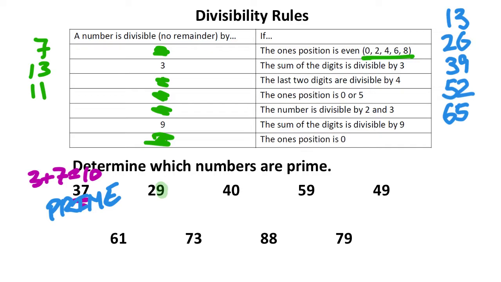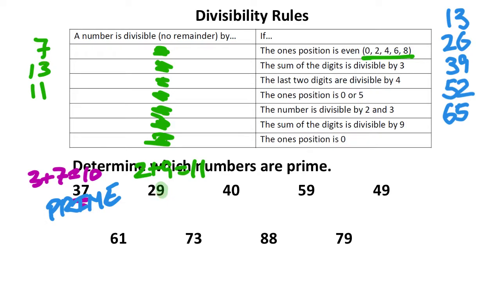But is it divisible by 3? Well, let's find out. 2 plus 9 is 11. 11 is not a multiple of 3, so it's not divisible by 3 or 9. So we should check with 7, and the nearest multiple of 7 is 28. So it's not a multiple of 7. It's not a number that repeats itself, so it's not divisible by 11.